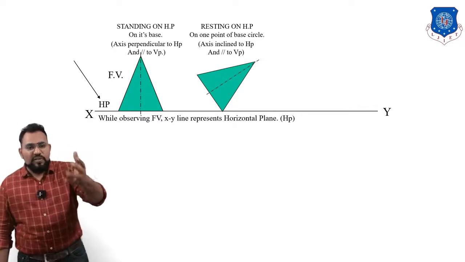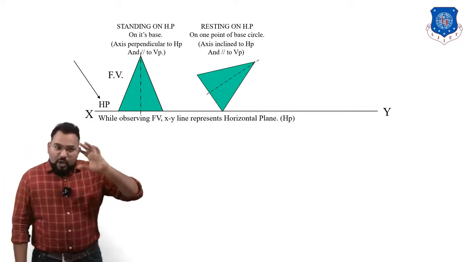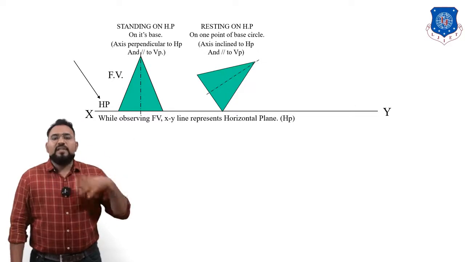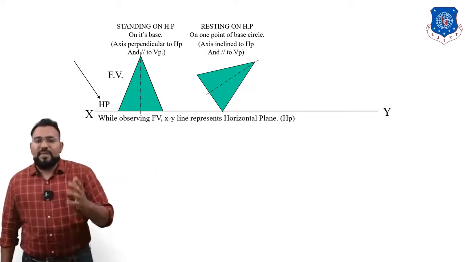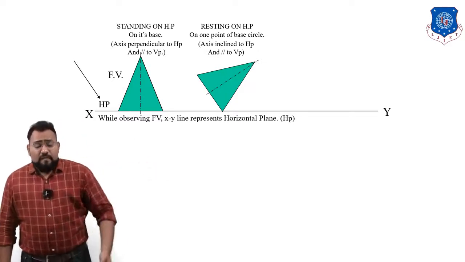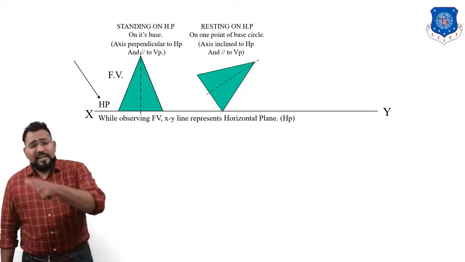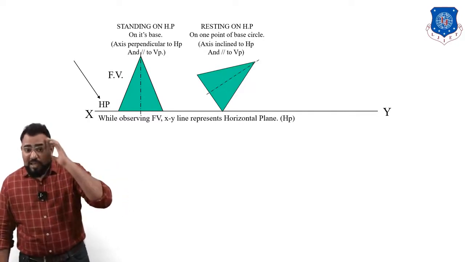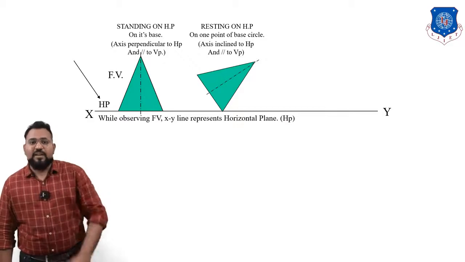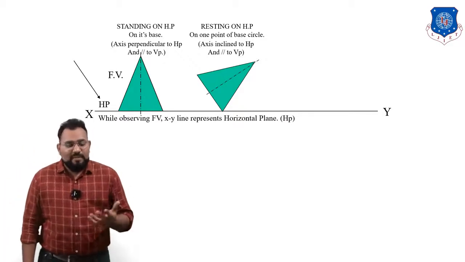Why am I showing you this kind of condition? Because you can visualize the whole thing when someone writes, in written form, to imagine a solid whose axis is inclined to HP. Then you have to assume this figure in your mind, to develop the visualization power.